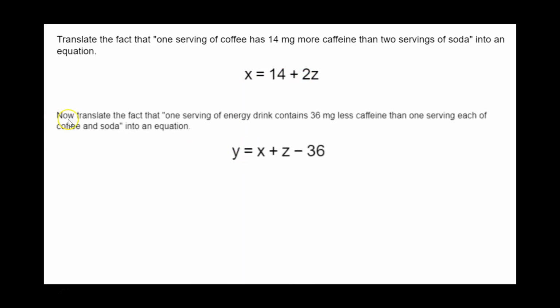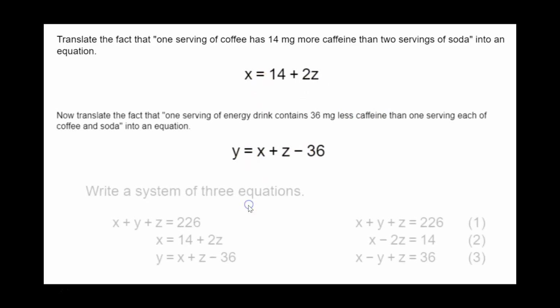Last equation: 1 serving of energy drink contains 36 less caffeine than coffee and soda. So 1 energy drink contains both the coffee and the soda together, less 36. So this time the "less than" gets the minus on the back side. Don't put it in the front, because a lot of us put 36 minus x plus z. That's wrong. It has to be "less than," so that means we put it in the back. So this is my equation 3 and this is my equation 1.